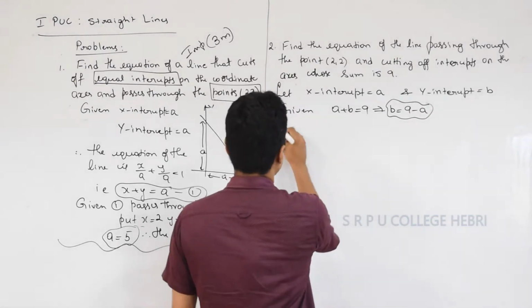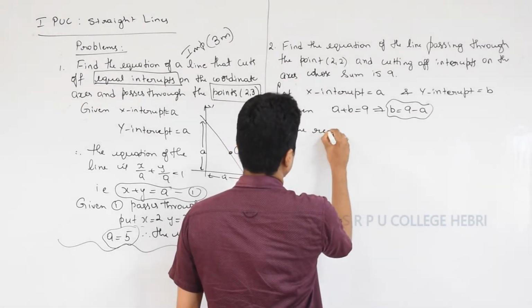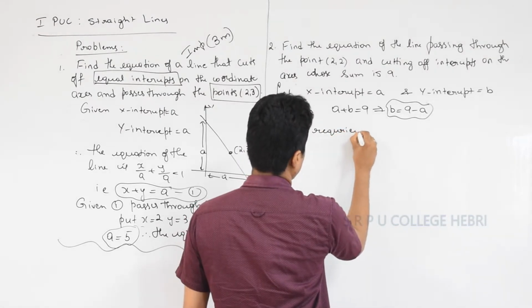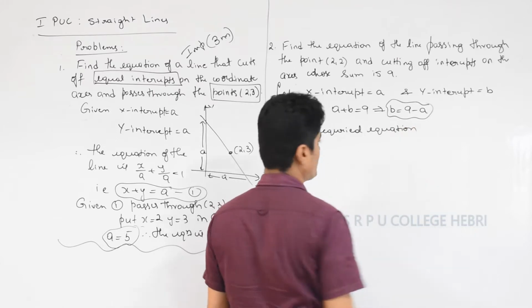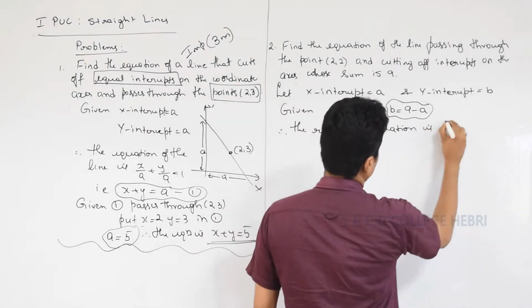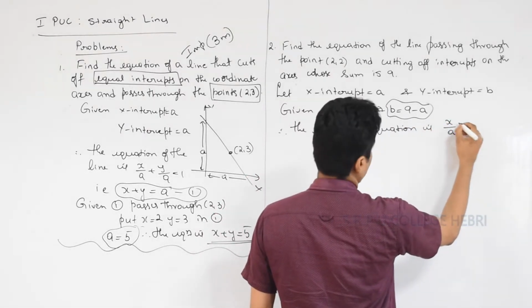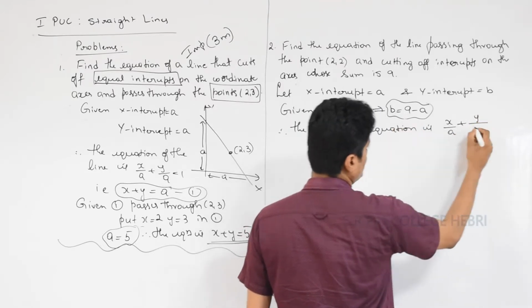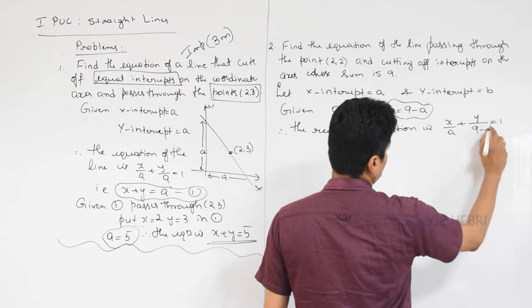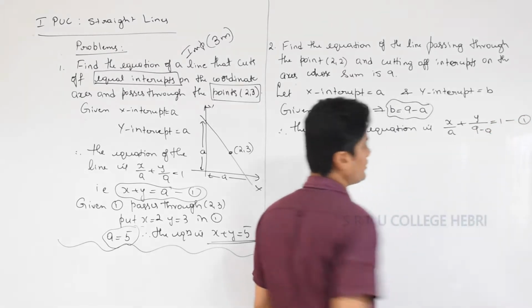So what is the required equation? Can you tell me? Since you know the x intercept and y intercept, what is the required equation? It is x by a, where x intercept is a, plus y by the y intercept b, which is 9 minus a, equal to 1. Let it be 1. This is the required equation.